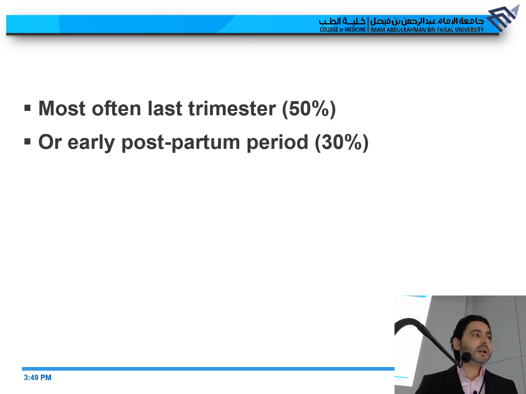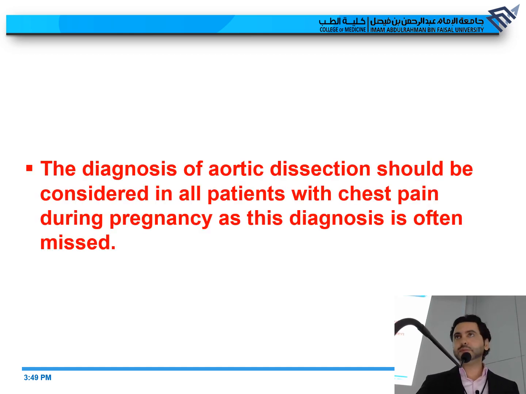So this is why dissection, if it happens, will usually happen toward the end. 50% happens in the last trimester and 30% in the early postpartum period. So a pregnant lady, toward the end of her pregnancy, with chest pain, keep in your mind aortic dissection. Otherwise, you will miss it.